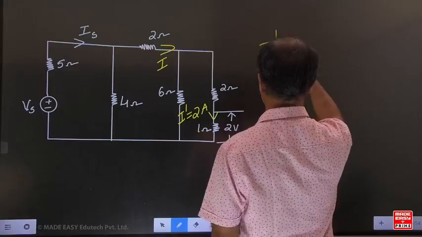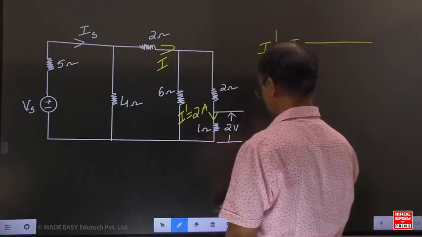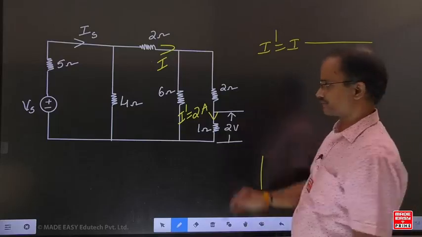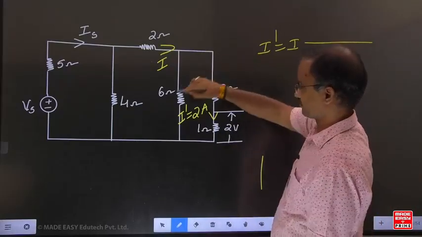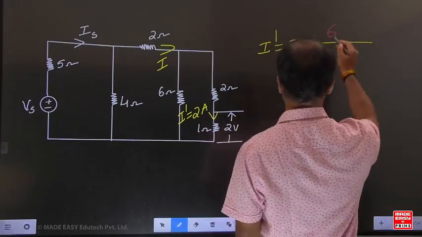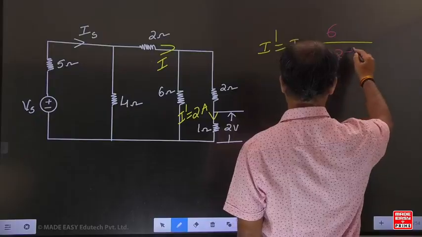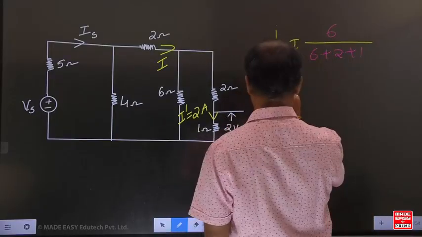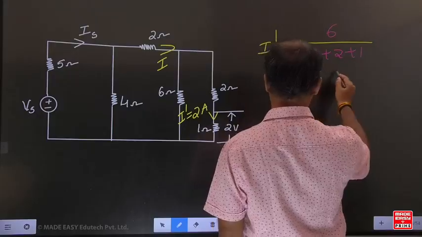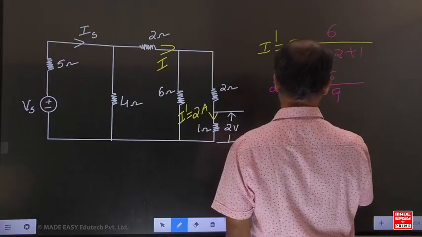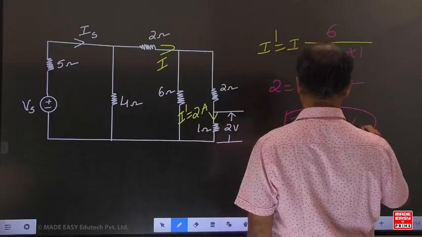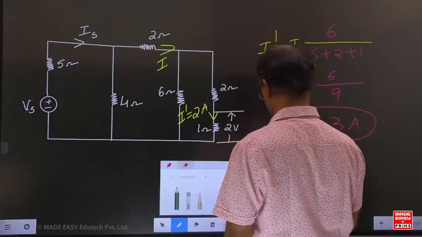I dash equals total current into the opposite resistor over total resistance. For this entire branch, what is the opposite resistance here? 6 by total resistance. Now for this example, I dash equals 2. Simplifying, can you find the respective I value? Check: I equals 3 amperes.